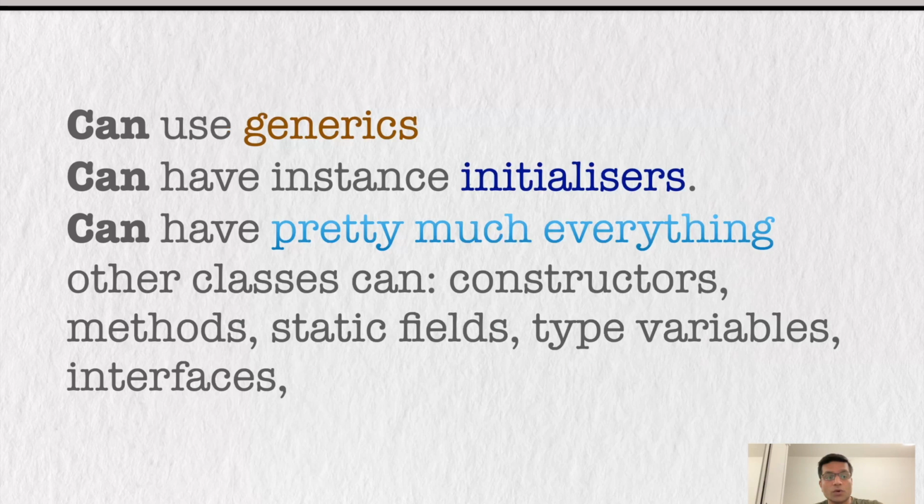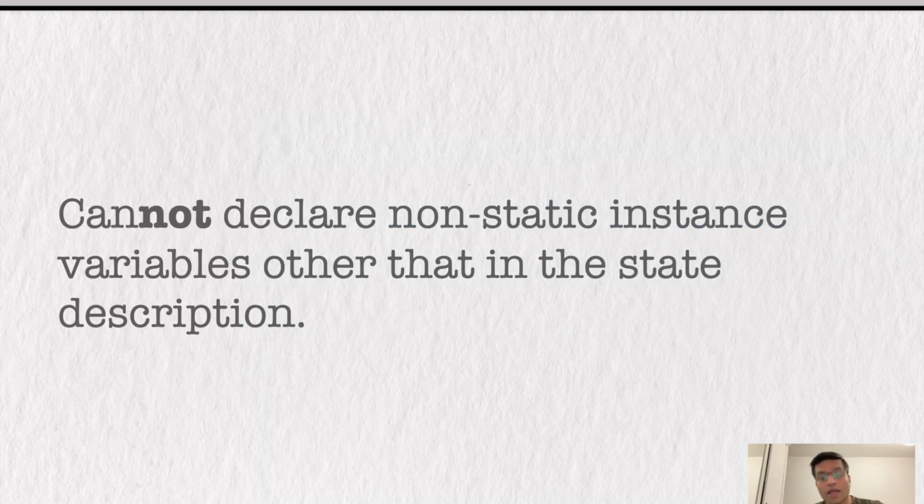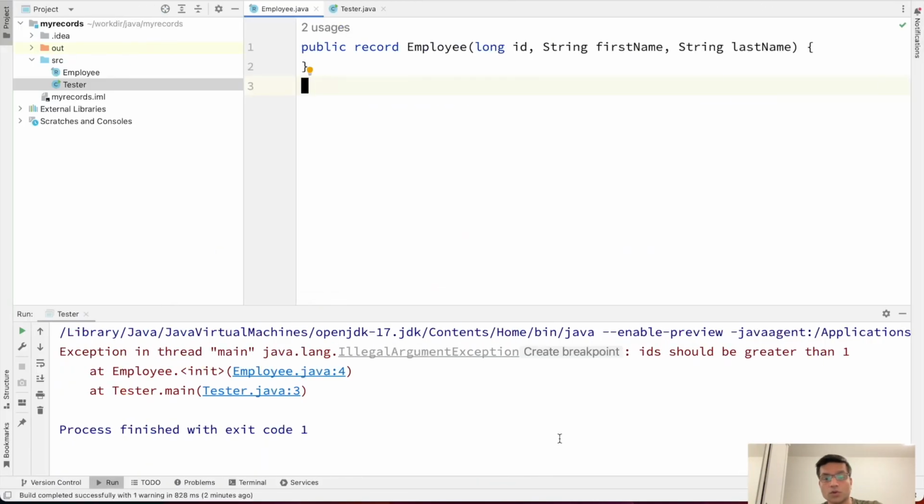Now, let's go ahead and see some properties of records. You can use generics, and you can add some initializers if you want. You can have pretty much everything, like static fields, type variables, interfaces. But at the same time, you cannot have a non-static instance variable other than those that appear in the state description. Let's go here and try that.